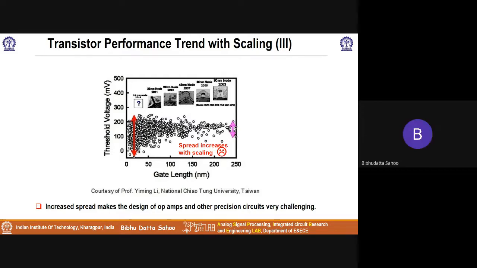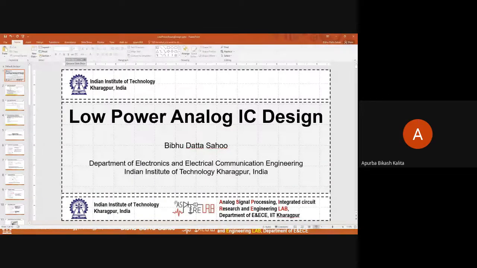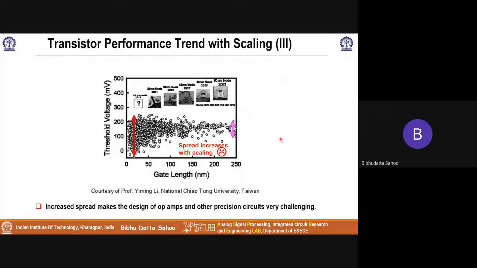Sir, digital circuits are scaled below 7 nanometer nowadays, I think. 5 nanometer, I have seen. Samsung has 5 nanometer technology as well. Are analog circuits also scaled down to such a low level?